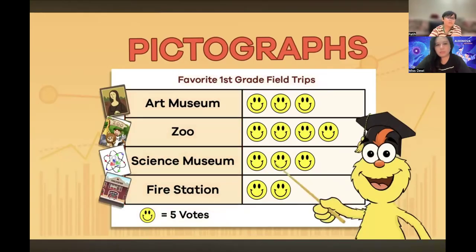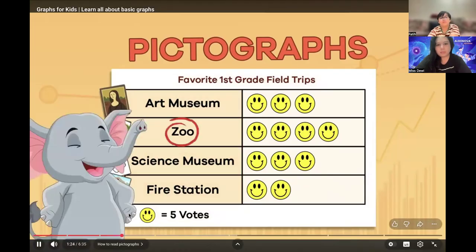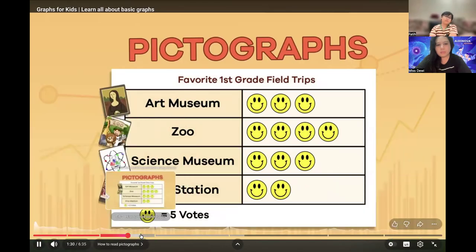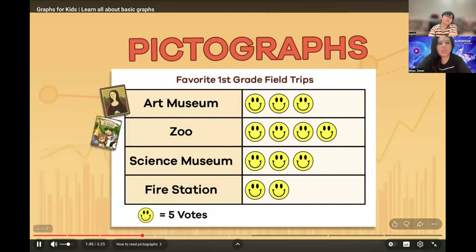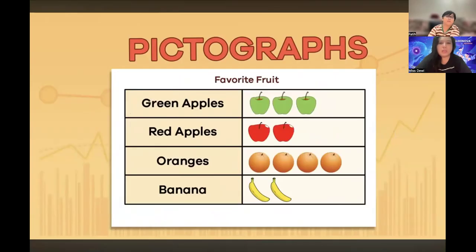Can you tell from the graph which field trip the kids liked the most? Did you say the zoo? It has the most smiley faces. What did the student use pictures to show? Information. So they have the same answer with us. Okay, this is the next information.